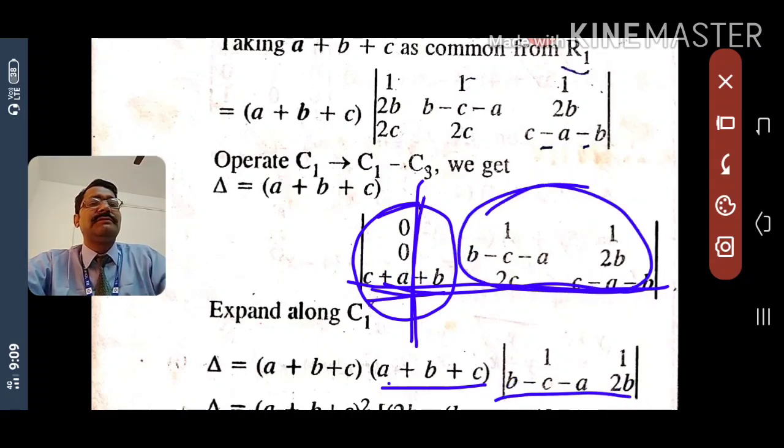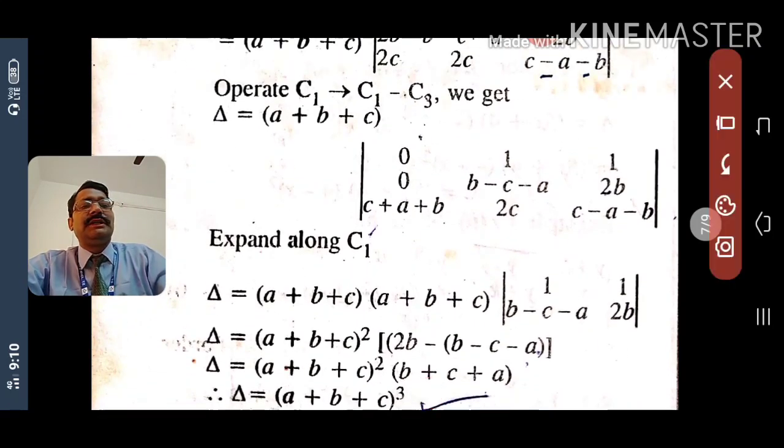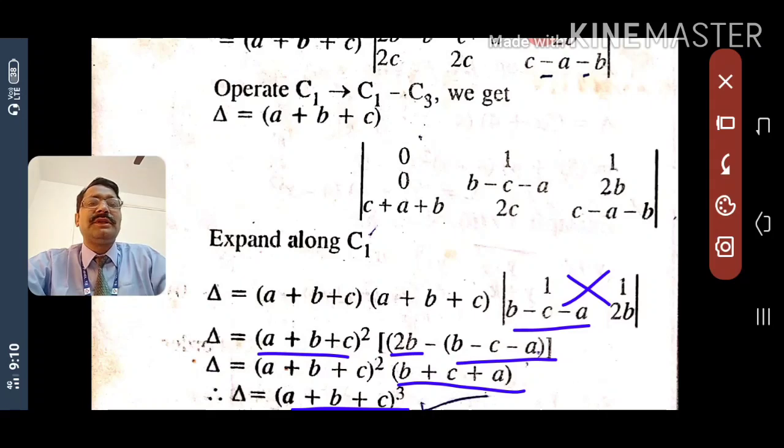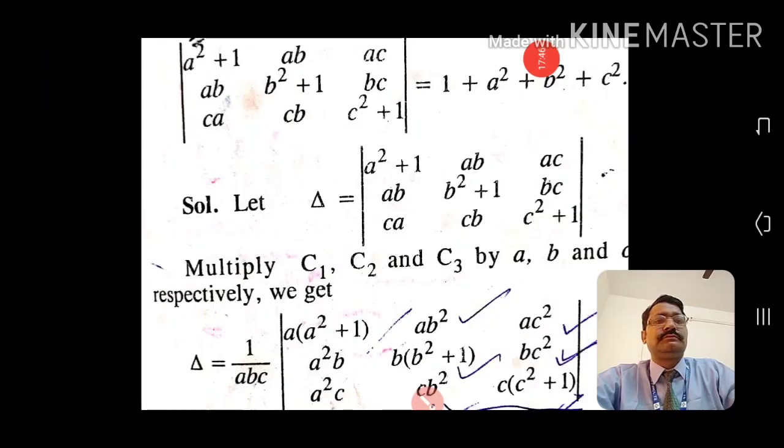So remaining elements will be here. Now the remaining elements you cross multiply, you will understand this, that what you will get here. Look here, when you cross multiply these, you get 2b and minus this you have. So you open the bracket, you will get here minus b and plus c and plus a, that is, 2b minus b will be b, and b plus c plus a. So you will get totally, previously we have already (a plus b plus c) square, now we have (a plus b plus c) power 3. I think you understand this solution.